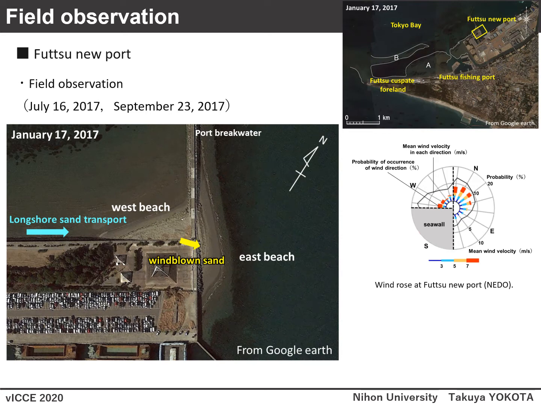Longshore sand transport prevails along the north shore of Hood's Caspet Foreland. The west beach seems to have been formed by the sand supply by this eastward longshore sand transport. On the other hand, in this area, WSW wind predominantly blows, so the sand deposited on the east beach is assumed to be supplied directly from the west beach as windblown sand. In this area, on July 16 and September 23, 2017, field observation was carried out.